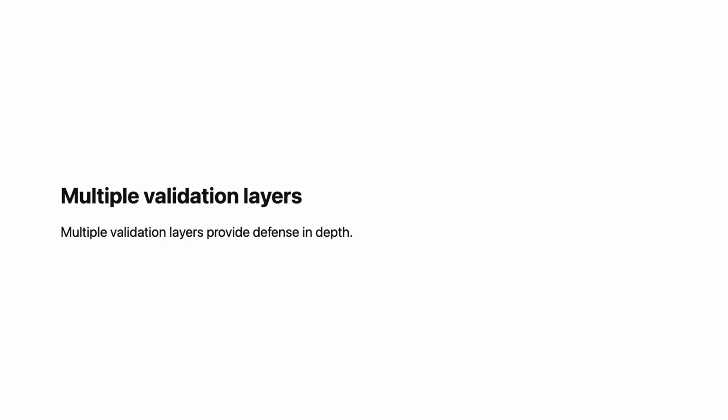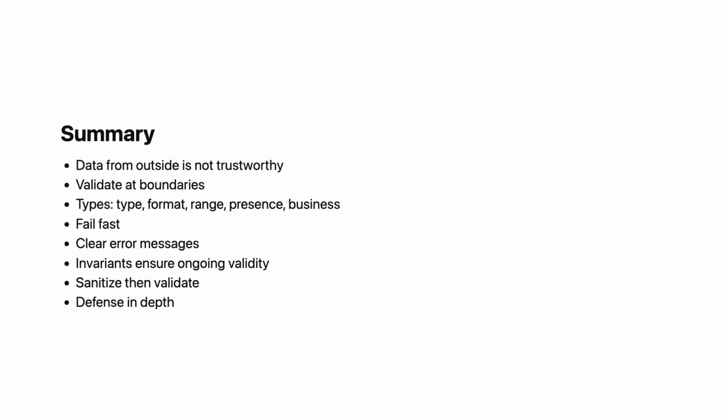Each layer catches different failures. UI catches honest mistakes. API catches bypassed UI. Database catches bugs in API validation. This is defense in depth. Multiple layers of protection. If one fails, another catches the problem. But do not use this as an excuse for sloppy validation. Each layer should be complete. The layers are backup, not primary.